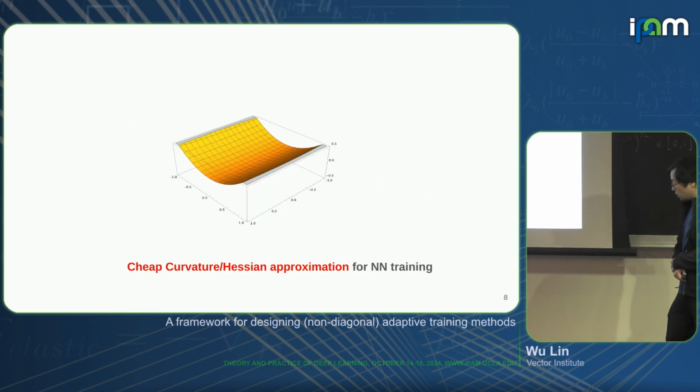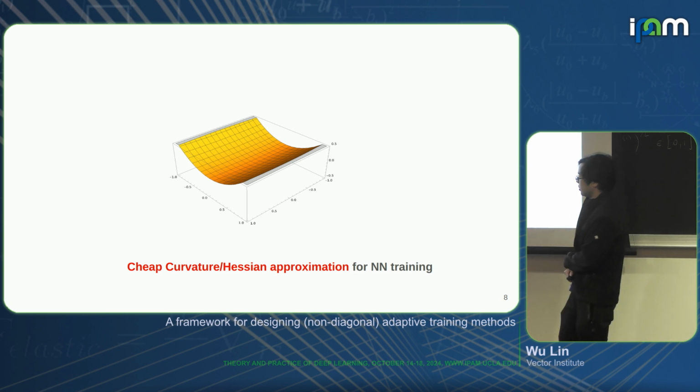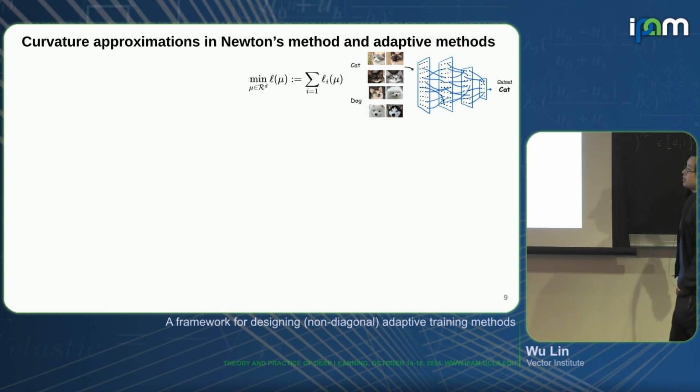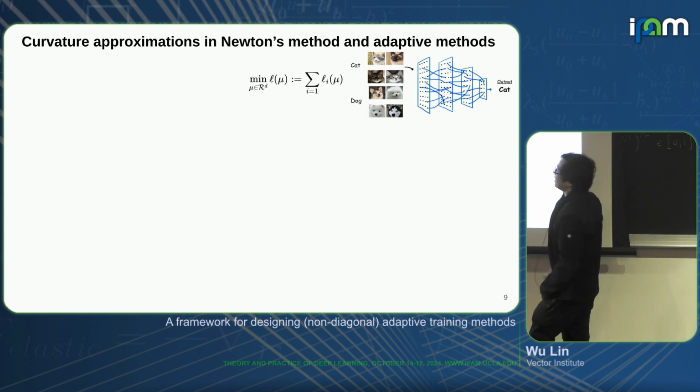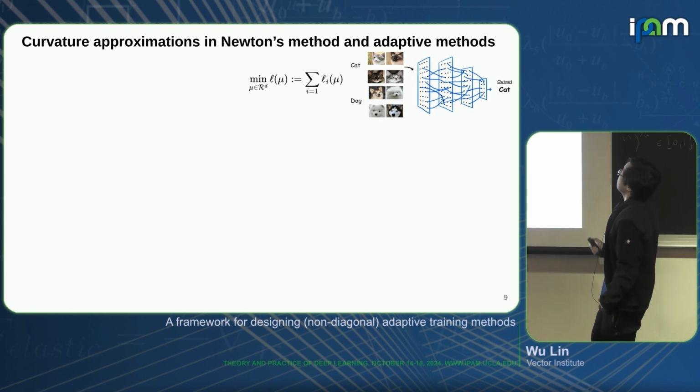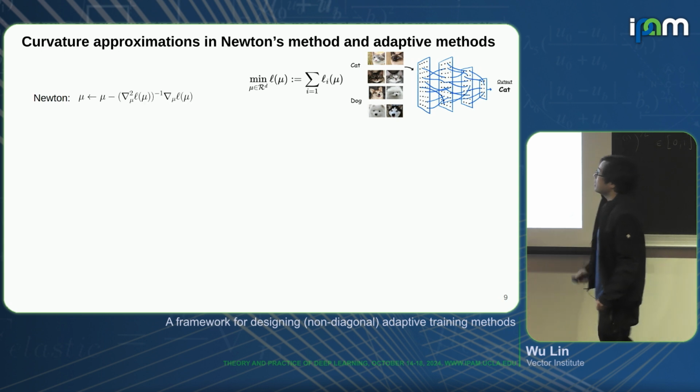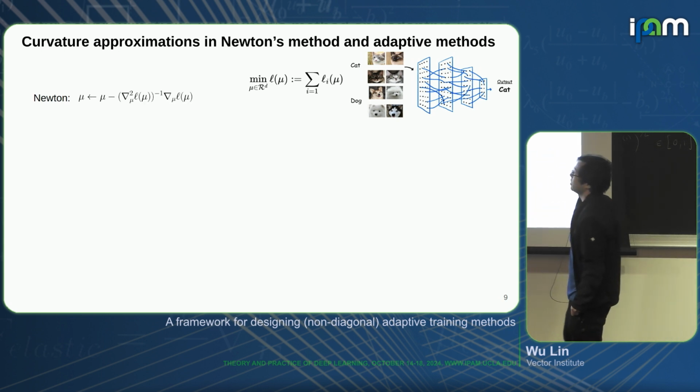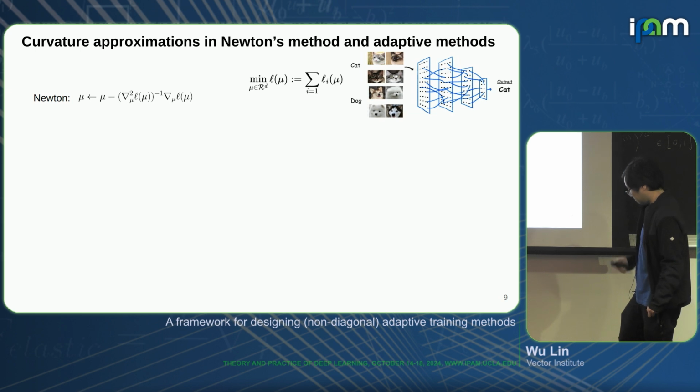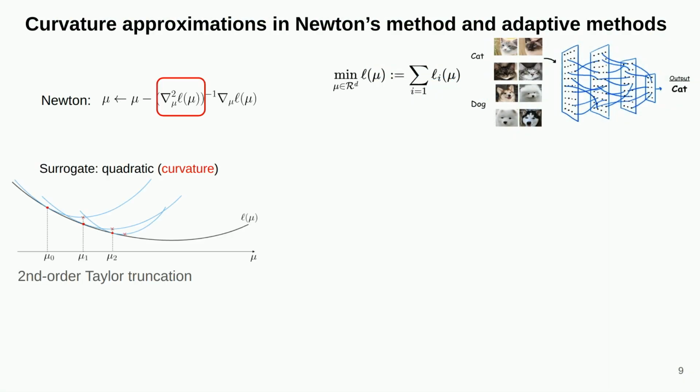We're going to find cheap curvature approximations for neural net training. Let's first review Newton's method, because it is a classical method using curvature information, and it's a building block for many adaptive methods. In Newton's method, we use the Hessian as a curvature approximation. It is based on second order Taylor truncation, and when we perform a Newton step, we're essentially doing a local quadratic approximation.